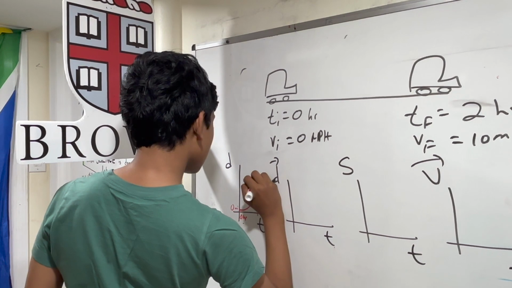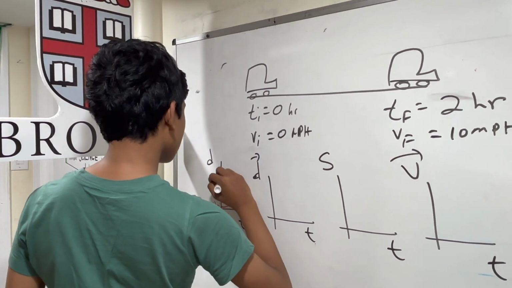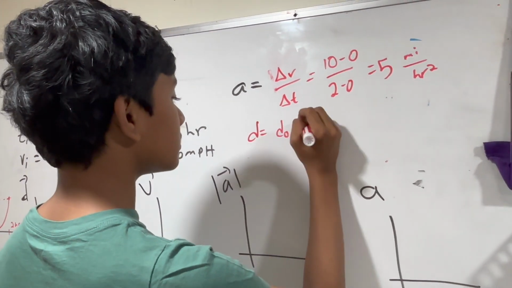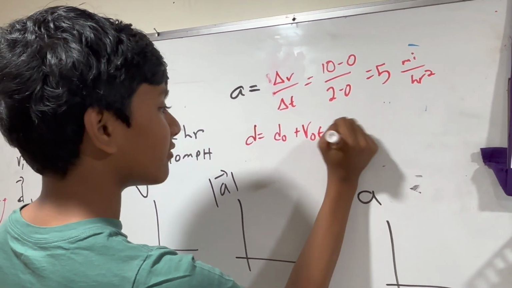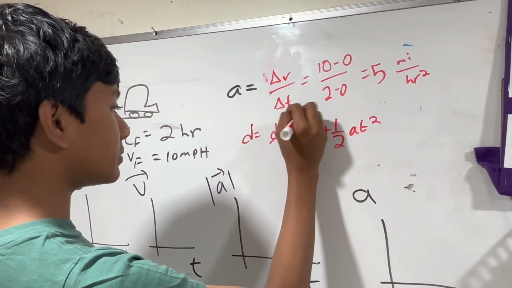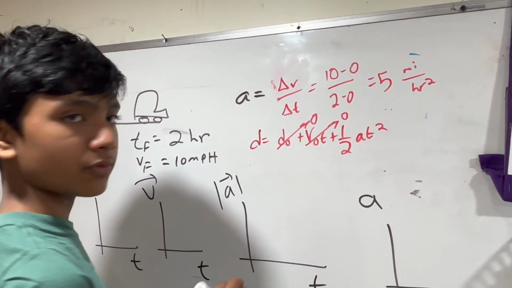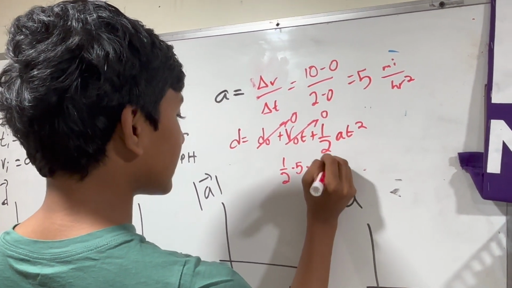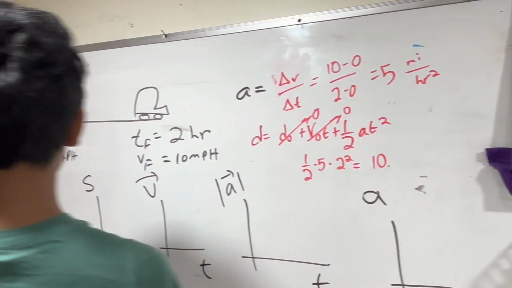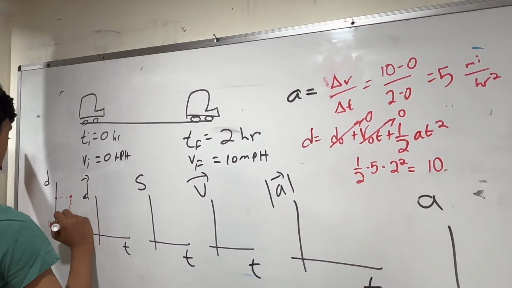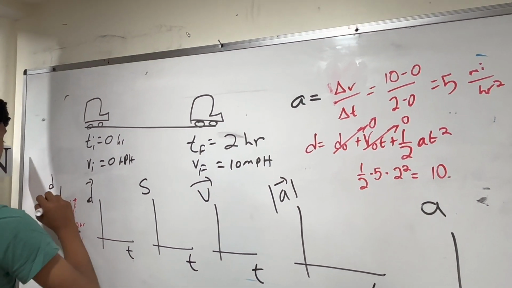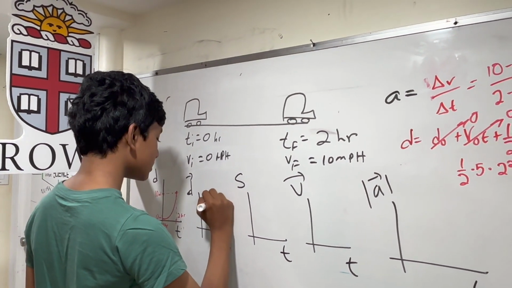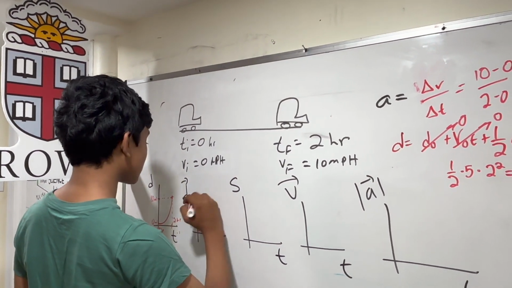But then, how do we know the y-coordinate of this point? Well, that's very simple. We use the formula d is equal to d naught plus v naught t plus half at squared. Of course, there's no initial position or velocity since we're starting from rest. And we already know the acceleration is 5. So we just multiply that in, and we get 10 miles. Alright, now displacement is going to be the exact same thing as distance because we're traveling in the same direction the whole time.